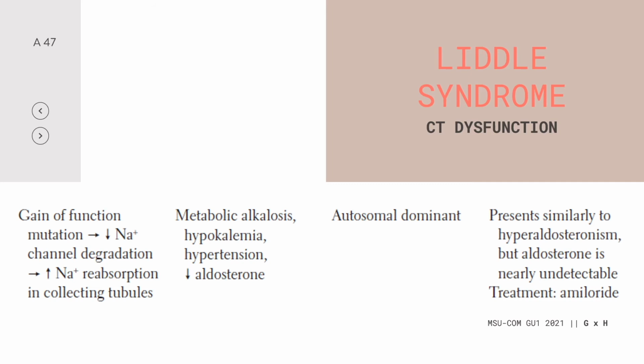Now let's talk about Liddle syndrome, in which there is an increased sodium reabsorption in the collecting tubules due to a gain-of-function mutation that is autosomal dominant in inheritance pattern. Effects include metabolic alkalosis, hypokalemia, hypertension, and decreased levels of aldosterone in lab results. However, the presentation of the patient with Liddle syndrome will be similar to hyperaldosteronism. Treatment would include amiloride, which is an ENaC channel inhibitor, which we will talk about later.